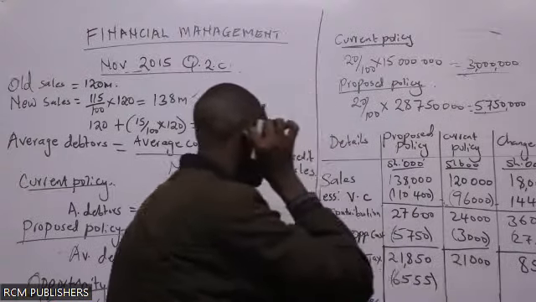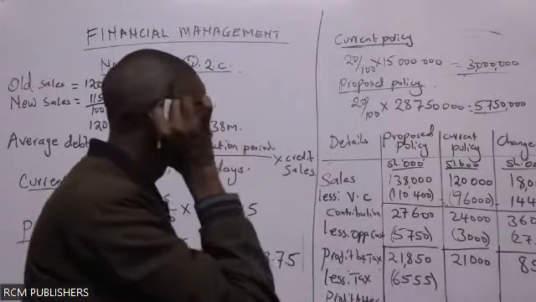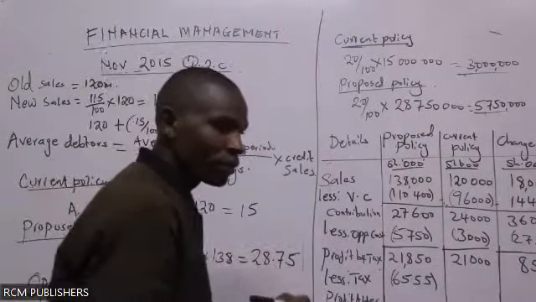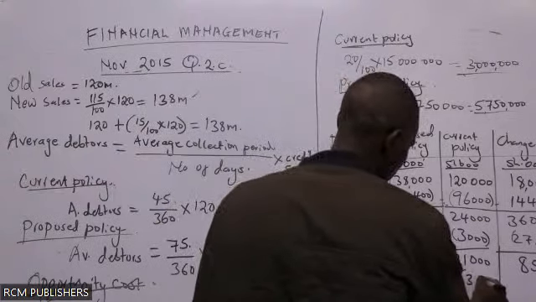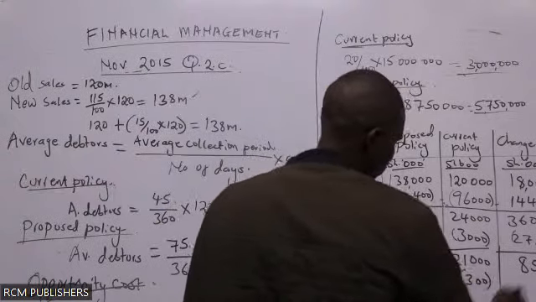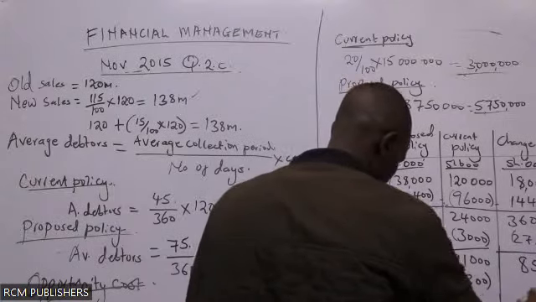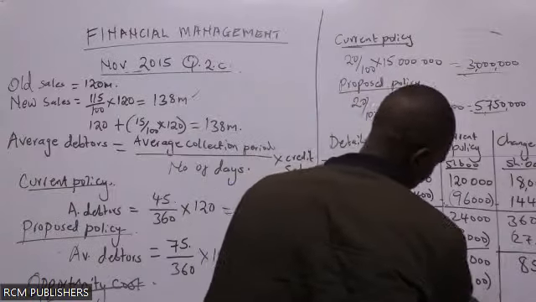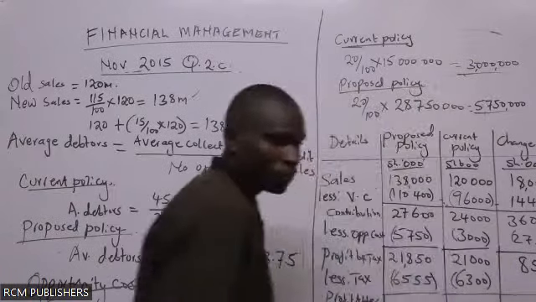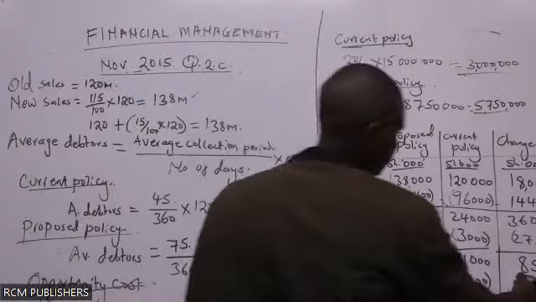Give me for the current policy 6,300. 6,300, I guess. Then the difference there is okay, even if you pay that it is fine, no problem. But we get our difference at 255.